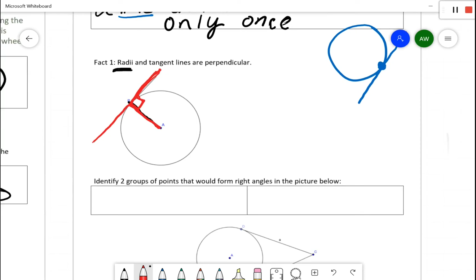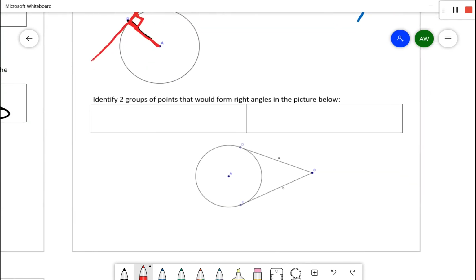All right, so our first question here is asking us to identify two groups of points that would form right angles in the picture below. Now I used groups of points. That's not really a very technical term. Basically, I'm asking you to identify two right angles in this picture, but remember that we need 3 points to make an angle, right? So if I have an angle, it's something on the outside, my vertex, and then something on the other side to make my angle.